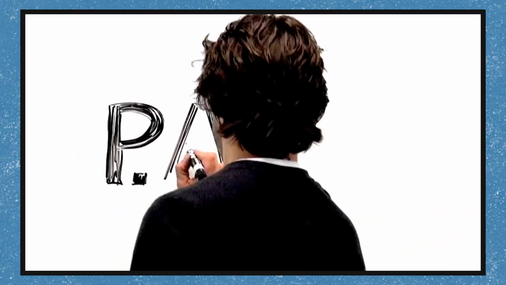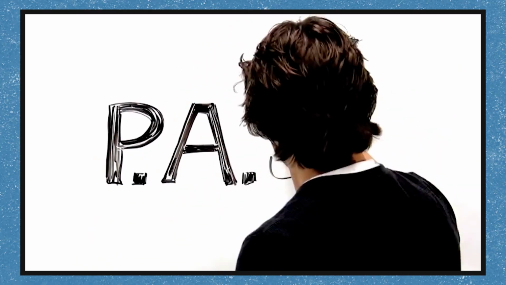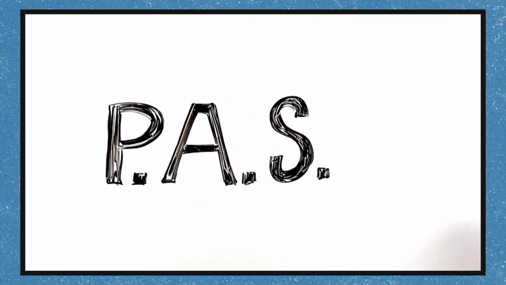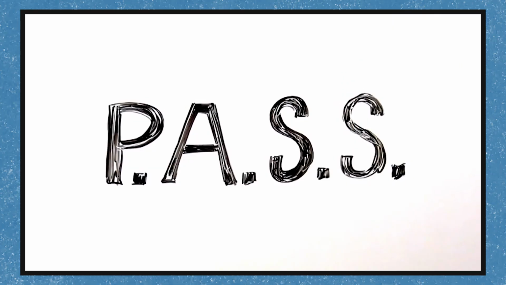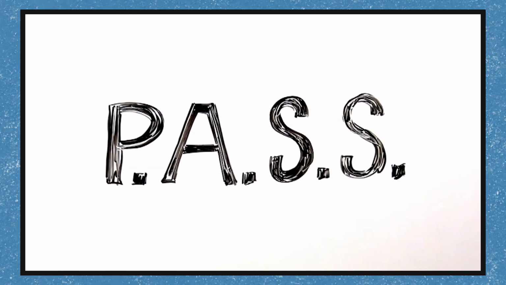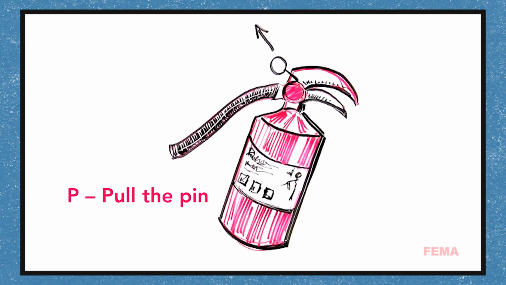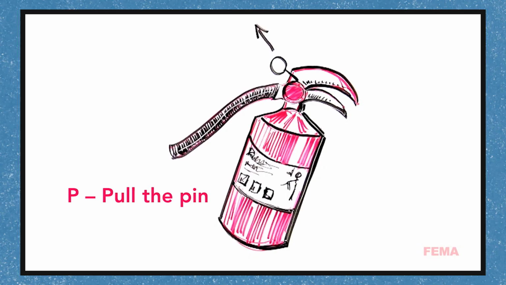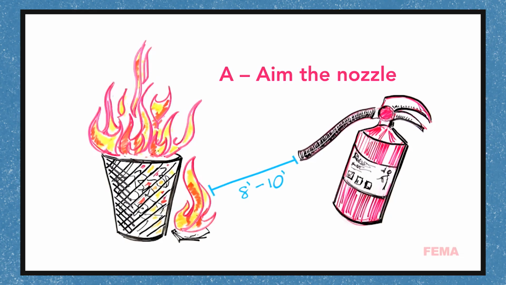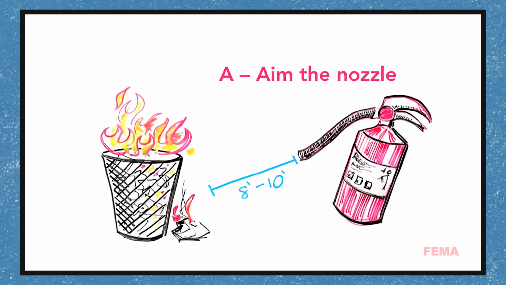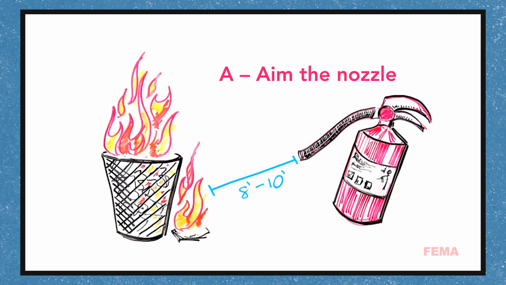Once you've determined that the extinguisher is the correct type for the hazard, operate the extinguisher using the PASS technique to control and extinguish the fire. First, hold the extinguisher upright and pull the pin. Next, stand 8 to 10 feet from the fire and aim the nozzle at the base of the fire.